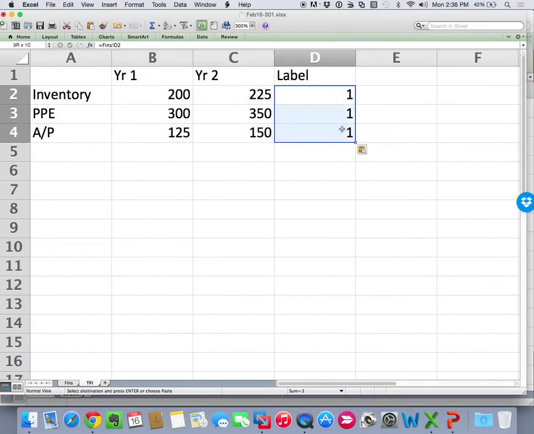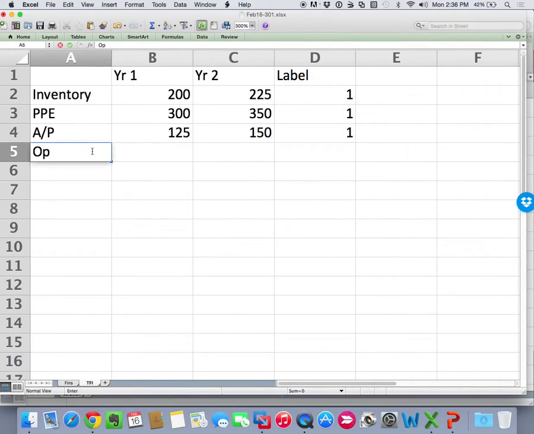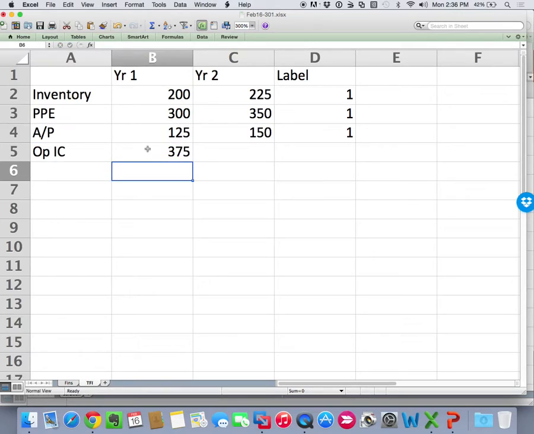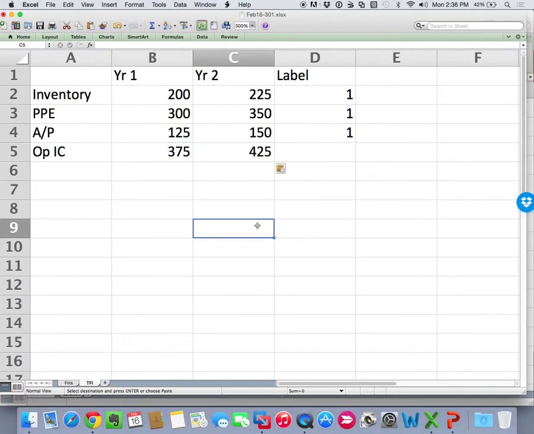Notice also my labels, my 1s are grouped together. What is operating invested capital? It's my assets net of my liabilities. 375, 425. I've just quickly defined invested capital, specifically operating invested capital. It's the operating assets net of the operating liabilities.